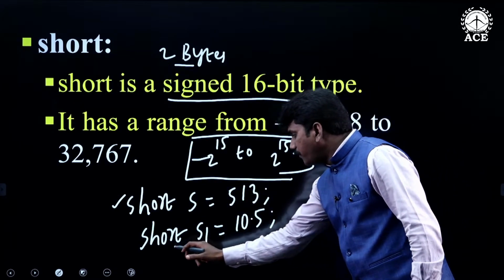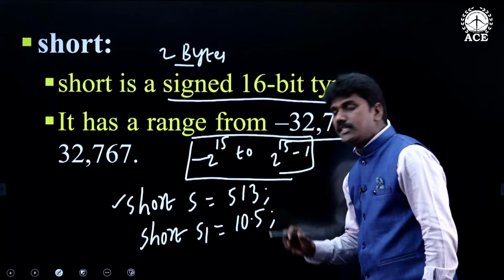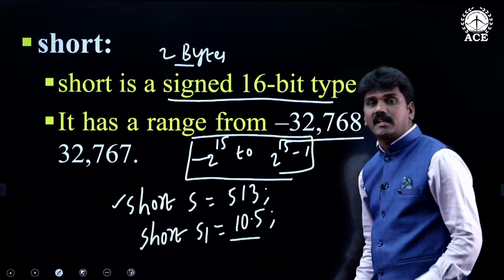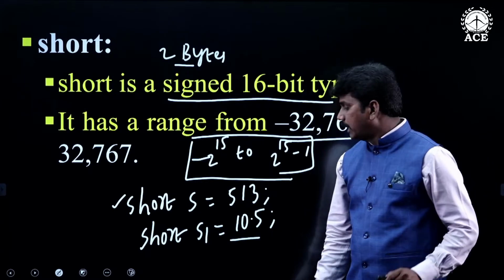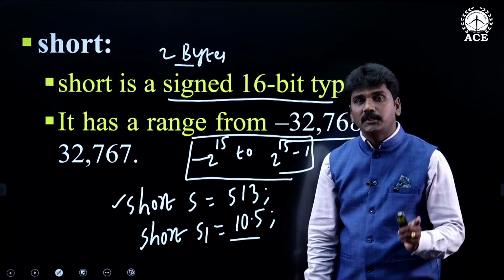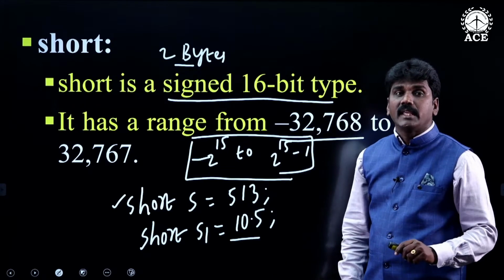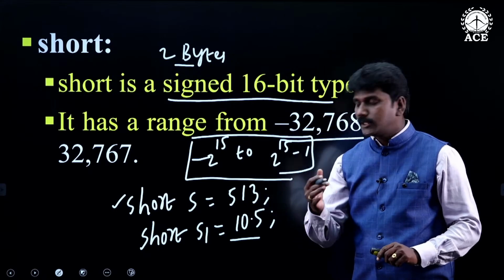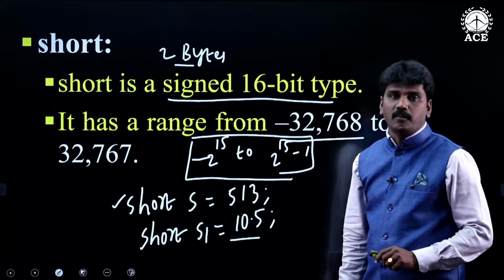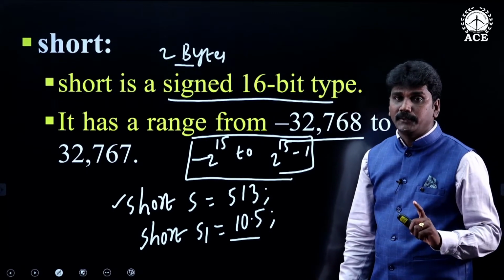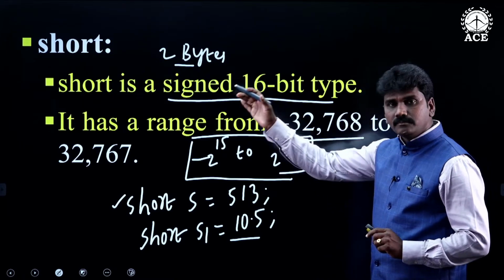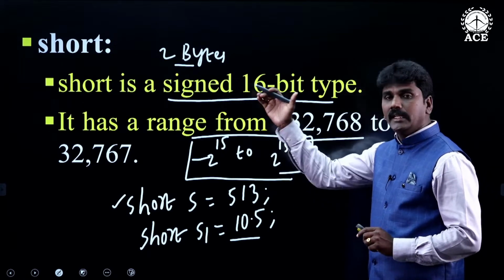But whenever we use short s1 is equal to 10.5, this 10.5 does not come under the integer group. So whenever we assign this value, the compiler is going to give us the error saying incompatible type, expected or required is short but provided is double type. Like that it is going to give us the error. We must be very careful while assigning the values to the integer group.